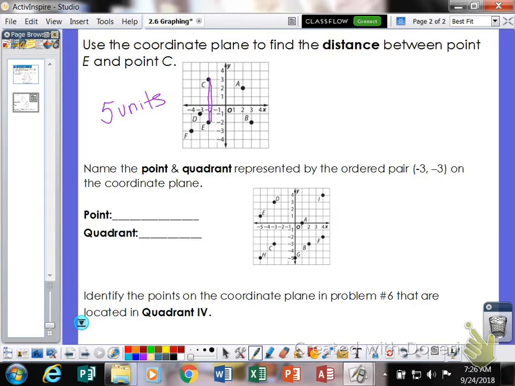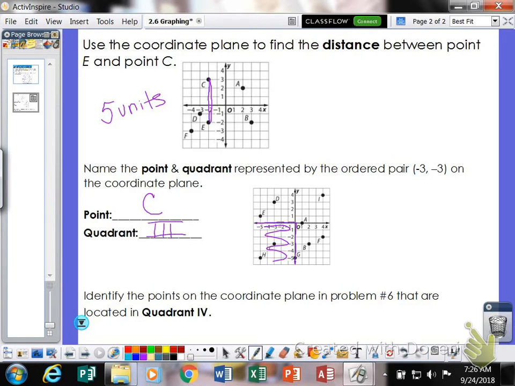Name the point in quadrant represented by the ordered pair -3, -3. So we start at the origin. We always start at the origin and count 3 to the left: 1, 2, 3. And then 3 down: 1, 2, 3. And I find that that is point C. And we are located in this quadrant in here. So that is quadrant 3.